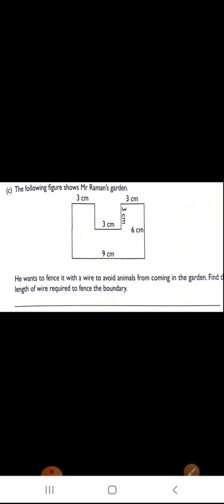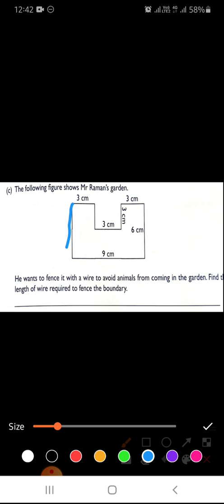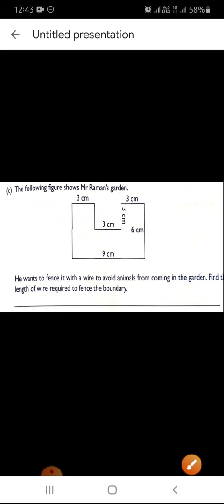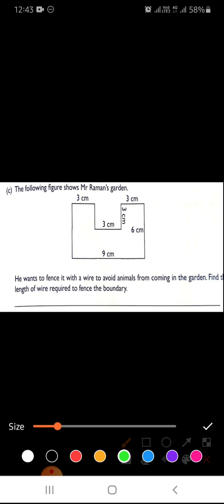After this there is a question, C part, page number 73. The following figure shows Mr. Ram's garden, as you can see in this figure. He wants to fence this garden so that the animals cannot enter. So you have to tell how much length, meaning how much wire, will be required to fence this garden. The wire will be on the outer boundaries.